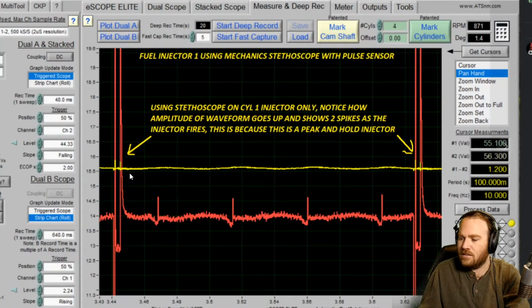But we can see some slight variations or fluctuations in this in the middle here, but we do see some spikes as that pintle moves. So this test wouldn't confirm the fuel flow, but it would confirm that our injector is firing.